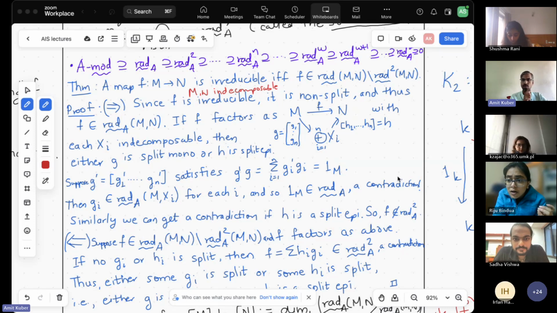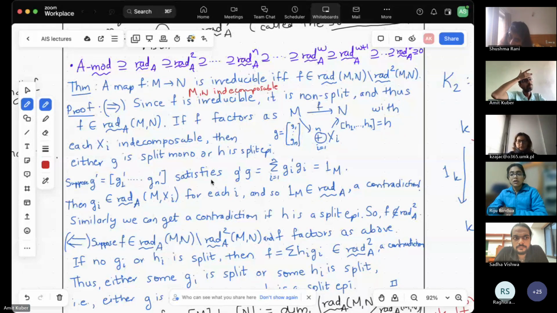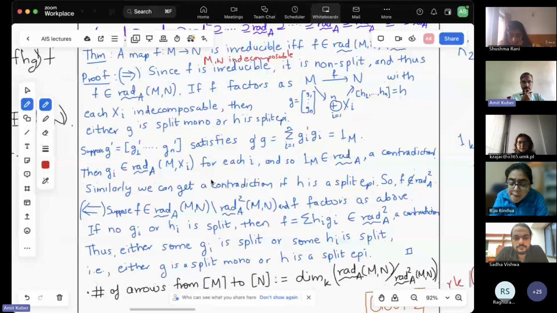Yeah, Raghuram, you wanted to say something? If G is in the radical, then 1 minus G' G would be invertible, right? Yes. So we are not saying that either. Okay, yeah, you are trying to give a direct proof. Yeah, I can see that. Yes. Thanks.